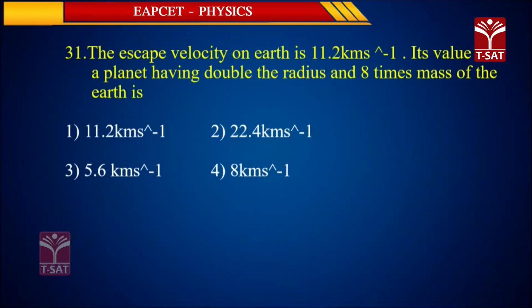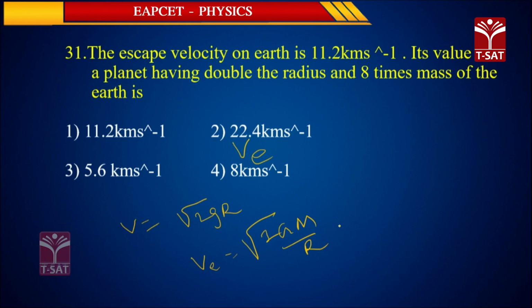The escape velocity on earth is 11.2 kilometer per second. Its value at a planet having double the radius and 8 times the mass of the earth is? You know what the escape velocity is. Children, what is the escape velocity formula? Escape velocity V is equal to root 2gr, and that is also equal to root 2GM/r. Suppose you take that one planet, the same formula you apply. Here Vp is equal to under root of 2GM/2r.